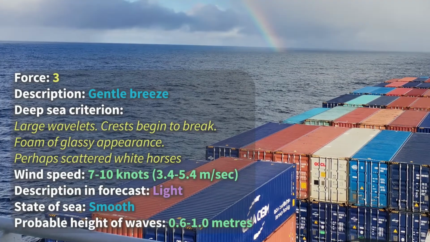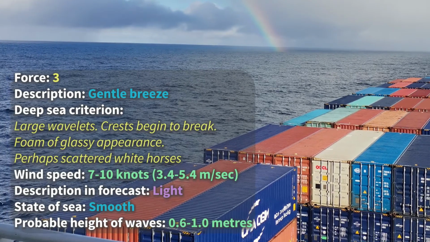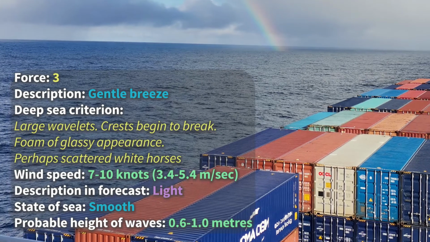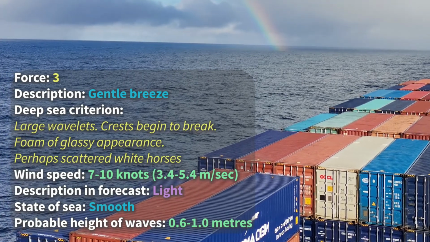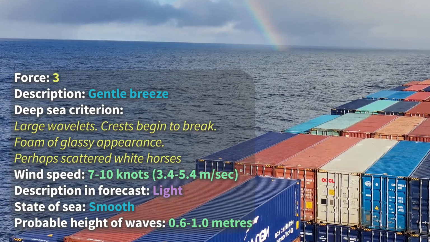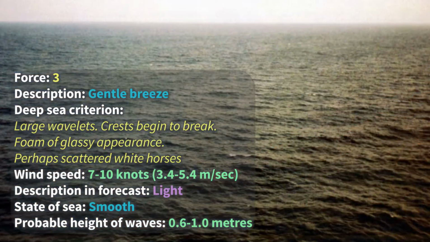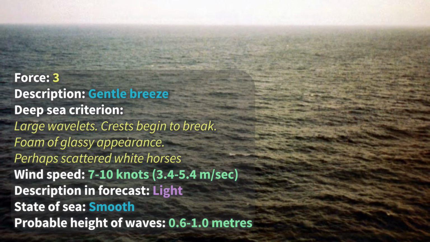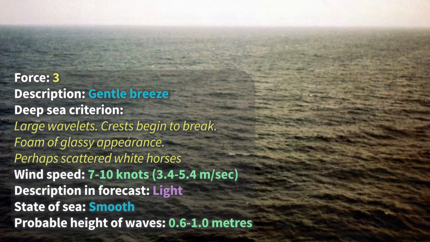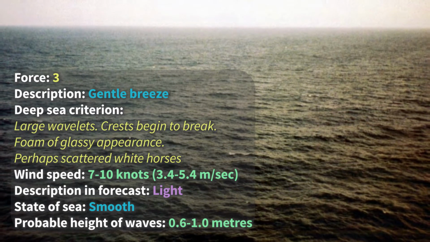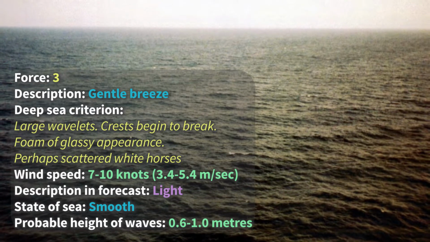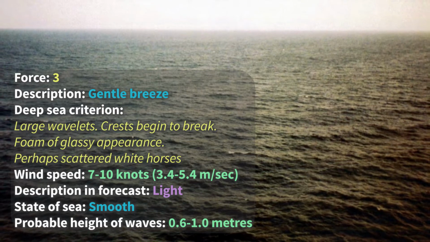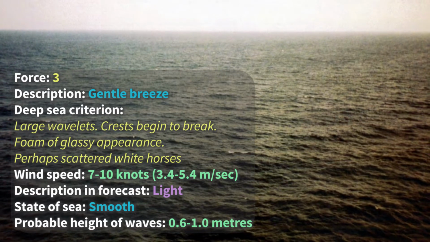Force 3. Description: gentle breeze. Deep sea criterion: large wavelets. Crests begin to break. Foam of glassy appearance. Perhaps scattered white horses. Wind speed: 7 to 10 knots, 3.4 to 5.4 meters per second. Description and forecast: light. State of sea: smooth. Probable height of waves: 0.6 to 1.0 meters.